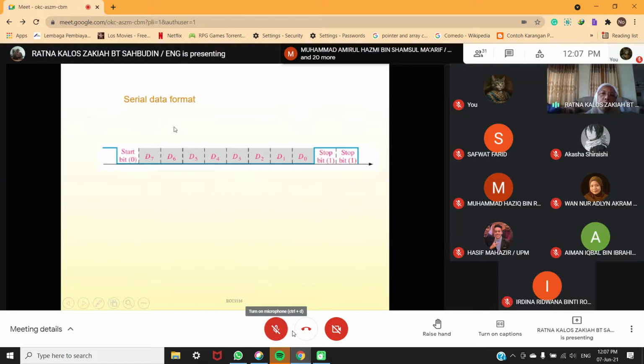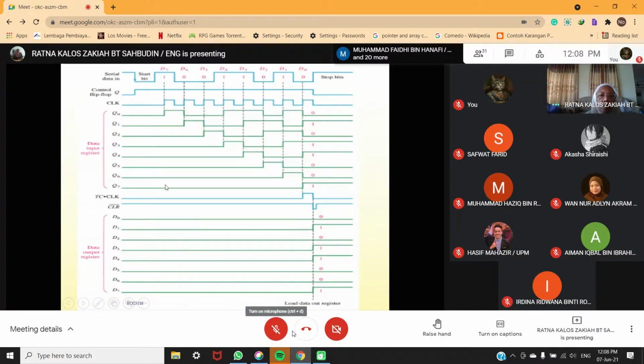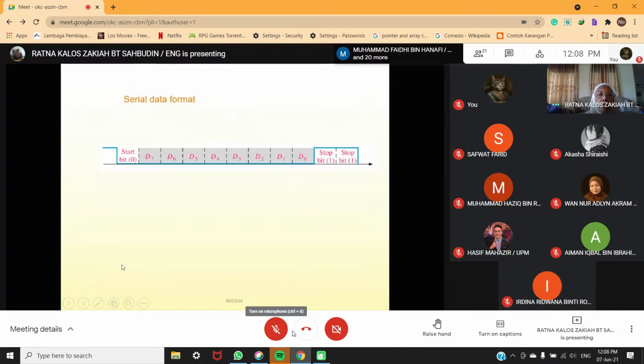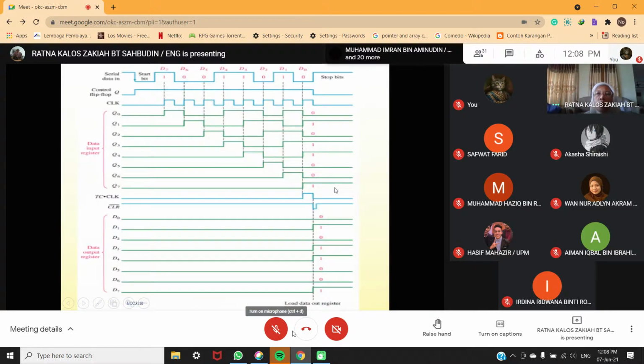And then serial data format. Penat explain this one. Okay, you have here data D0 until D7. You have start bit here. You have stop bit. Why do you need stop bit? Because you don't want to mix with the previous data or the next data. So you must have a stop bit.